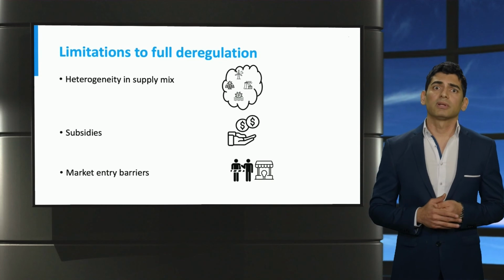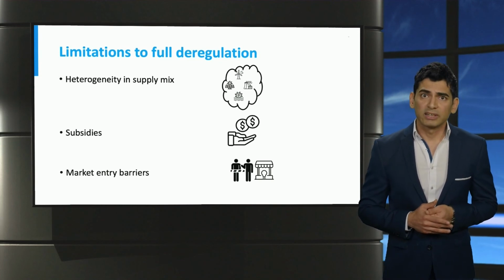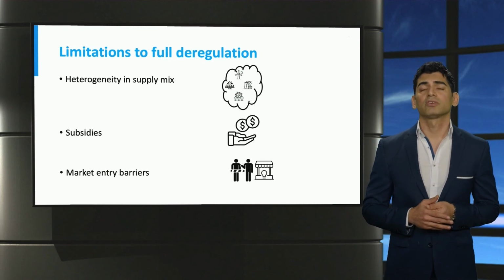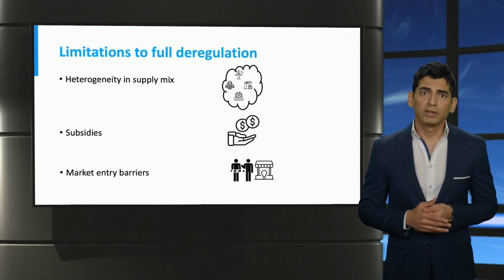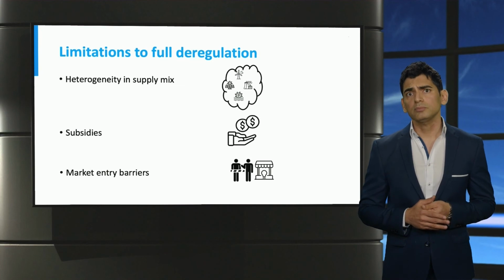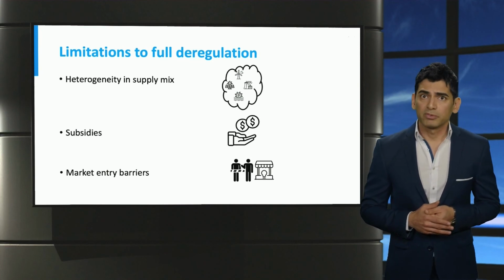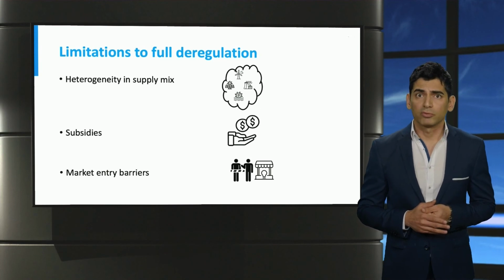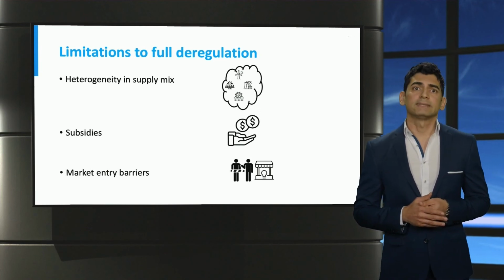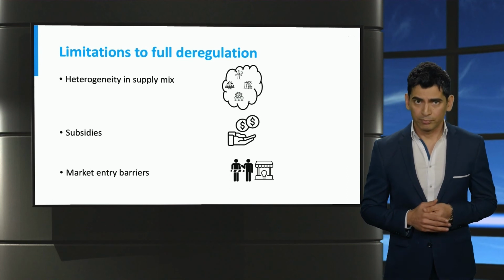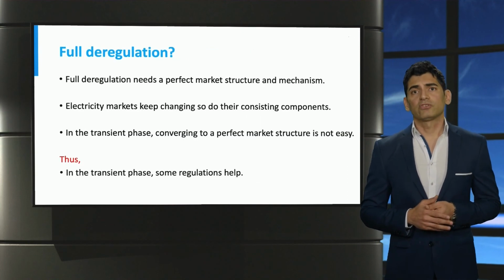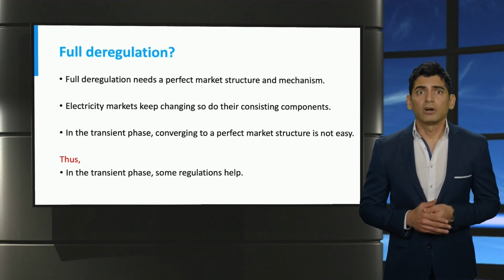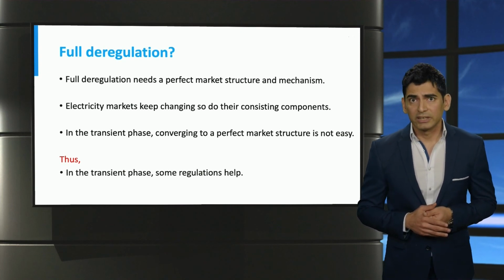A third example that limits market deregulation corresponds to market entry barriers, such as the minimum size of generators to qualify to participate in the market, or the maximum price caps in bidding affecting the natural market price formation, and applying penalties in case of market manipulation. This raises the question: should we expect, or is it good at all, to have a fully deregulated market?